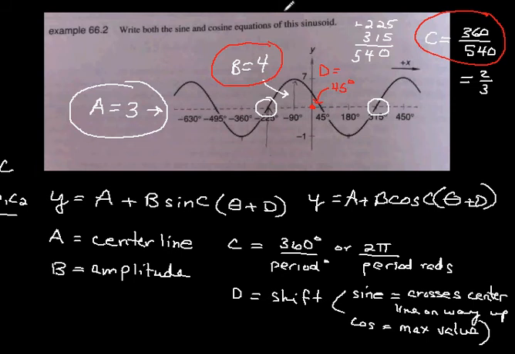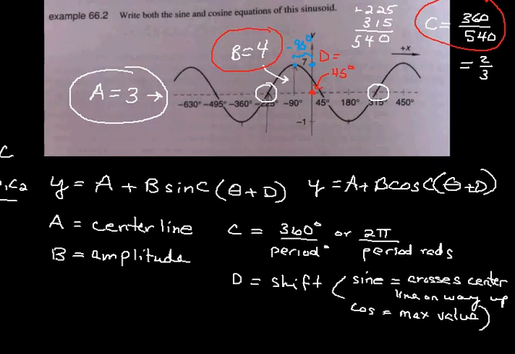For our cosine curve, listen carefully, our cosine curve is where the peak moves to. So in our cosine curve, it started out at 0, and it's shifting to the left over to here, so it's shifting negative 90 degrees. So your sine is where it crosses the center line, and your cosine is where the maximum moves to. So now we have all our information, we can write our equation, and that will be it for how you do these.